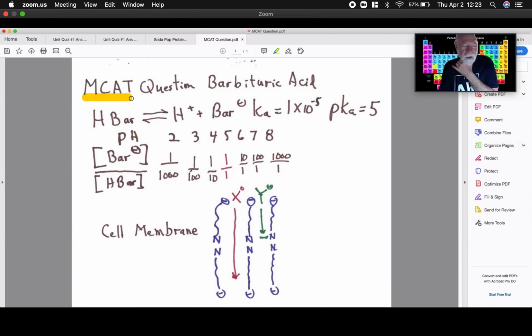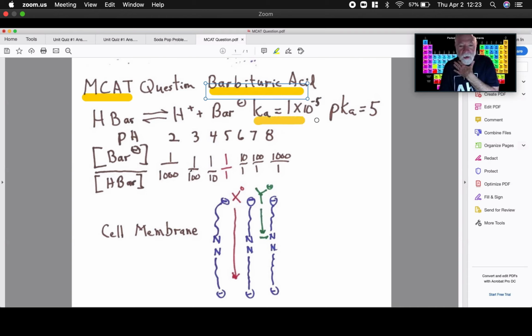Okay. Now, they expect you to know the chemistry part. The biochemistry part usually is given as kind of a reading comprehension type of situation. So here's how a problem appeared on the MCAT exam one year. It had to do with barbituric acid, which is actually a calmer. It calms people down.